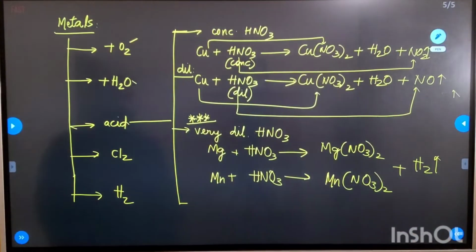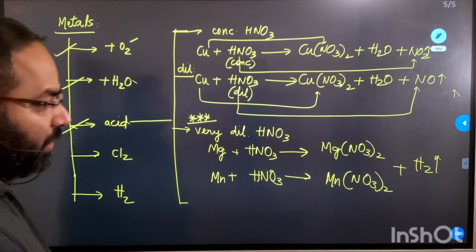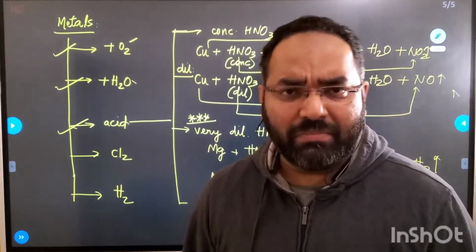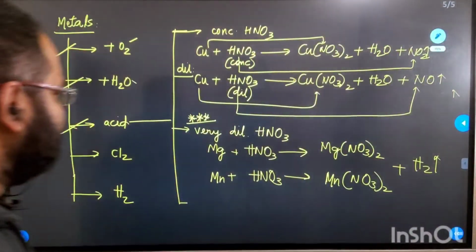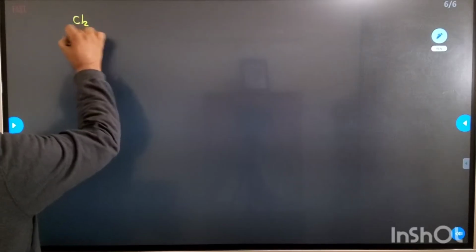Alright. Now that we have covered oxygen, water and acid, let's quickly finish off chlorine and hydrogen, because with chlorine and hydrogen, the reactions are quite simple and I'm sure all of you will be able to understand it very quickly. I'll just do the chlorine and hydrogen reactions on the next slide. Let's look at chlorine reactions.